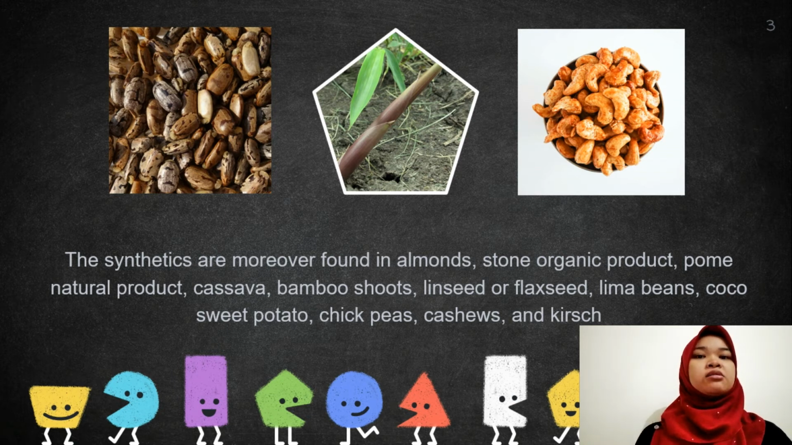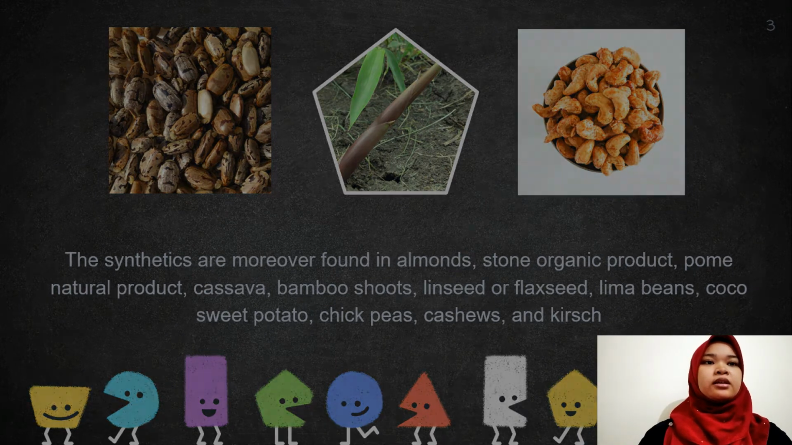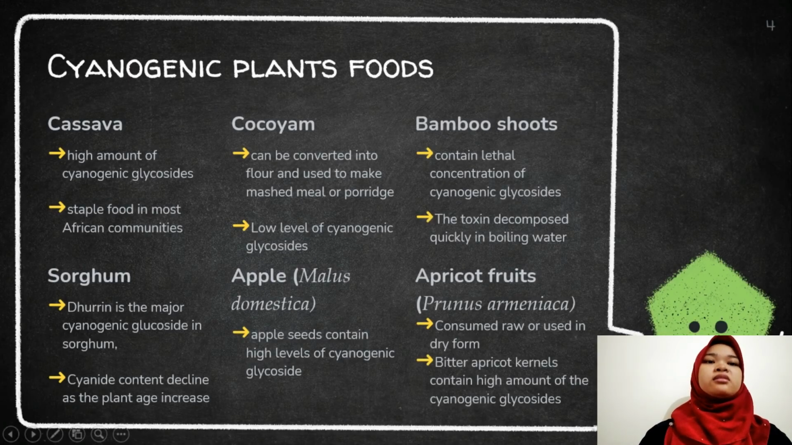The chemicals are also found in almond, stone fruit, palm fruit, cassava, bamboo shoot, linseed, lima bean, cocoyam, chickpeas, and cashews. Next slide is for the example of cyanogenic plant food. The first one is cassava.